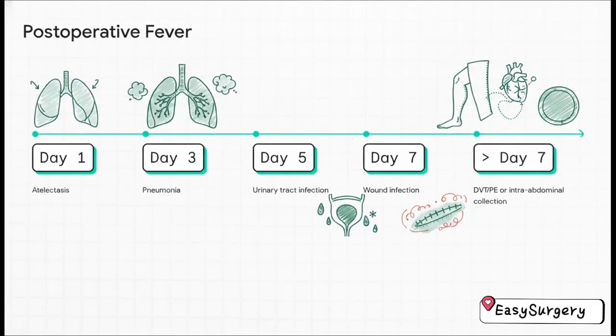Day 1 is wind, meaning atelectasis. By day 3, we move deeper into the lungs for pneumonia. Day 5 is water, so you're hunting for urinary tract infection. Day 7 is wound. That's your classic window for a surgical site infection to actually manifest. And what if they spike a fever after day 7? Well, think walking. Suspected DVT, a pulmonary embolism, or a deep intra-abdominal collection. Definitely lock this timeline into your brain.